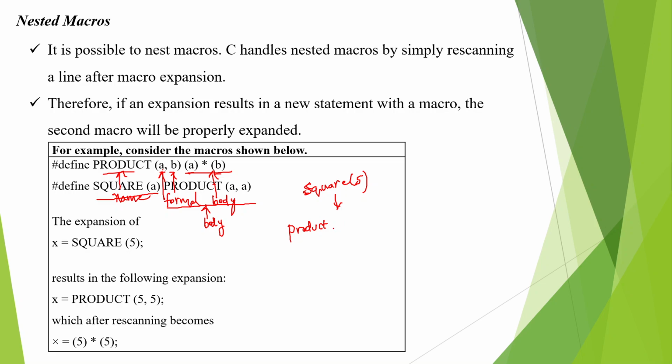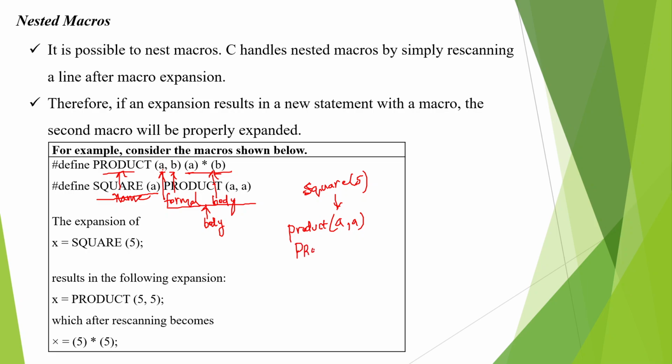of, I'm writing small letters, just check the case sensitivity. Here we have capitals, but I'm writing small. Okay, product of a comma a gets replaced. And what is product of a comma a? The parameter replacement. This is the body replacement, then parameter replacement.